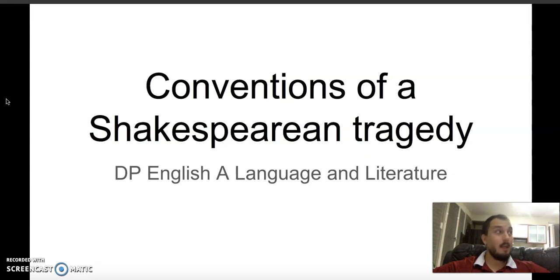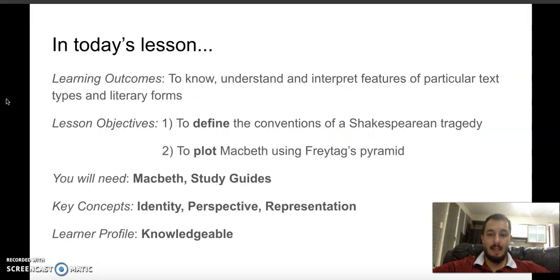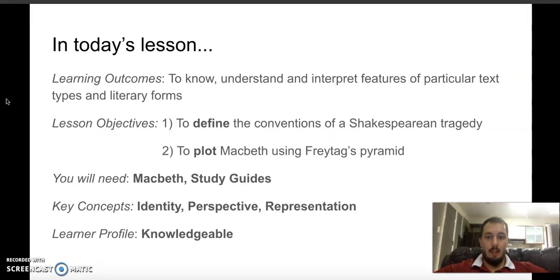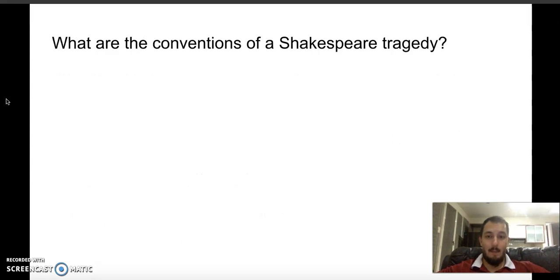So today we're going to look at conventions of a Shakespearean tragedy. In today's lesson, first of all, we're going to define what the conventions of Shakespearean tragedy are, and you are going to learn how to plot Macbeth using Freytag's pyramid. For this, you're going to need Macbeth, obviously, and your study guides, because that's where you're going to be working today. Our key concepts are still identity, perspective, and representation, and hopefully at the end of this you'll be slightly more knowledgeable. So what are the conventions of a Shakespearean tragedy?